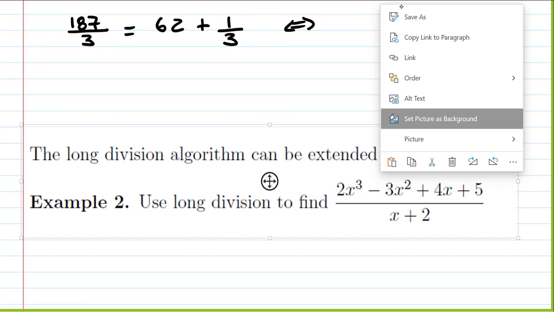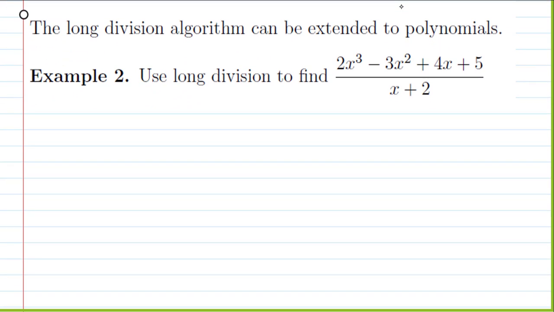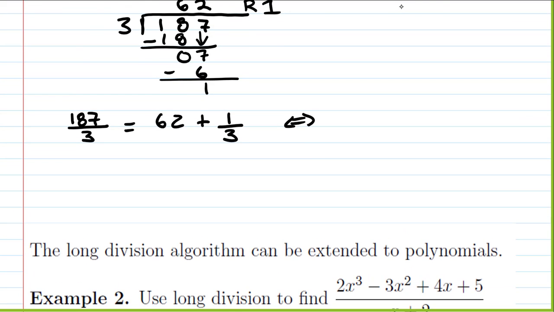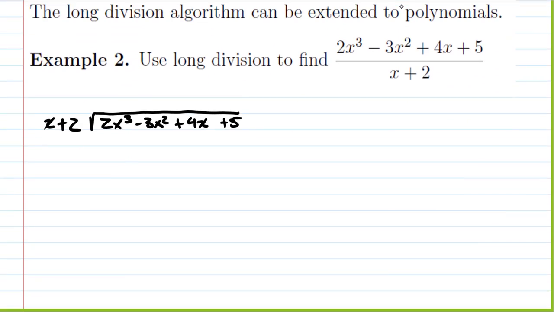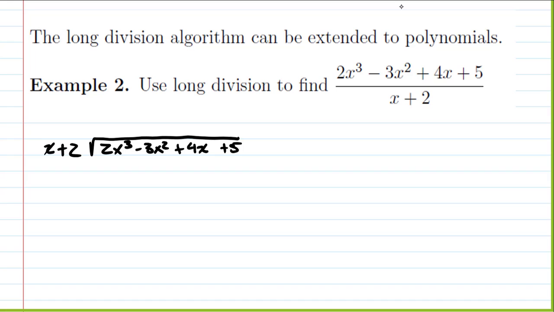So we want to now do division, but this time we want to divide 2x cubed minus 3x squared plus 4x plus 5 by x plus 2. So we set up our division in the same way. So x plus 2, we make our long division bar. So 2x cubed minus 3x squared plus 4x plus 5. And just like what we did up here, we need to figure out how many times does our divisor go in. So we're going to focus on our first part of this binomial.